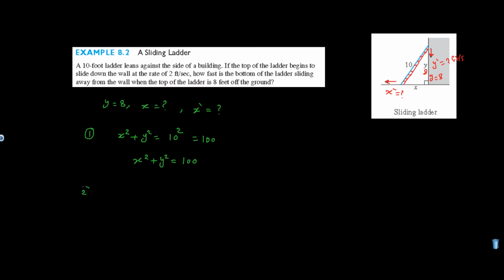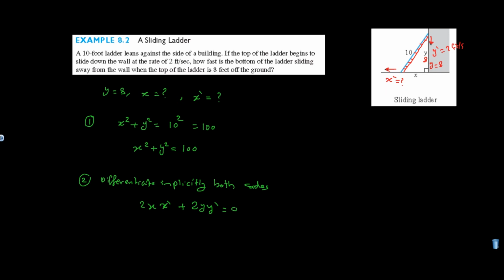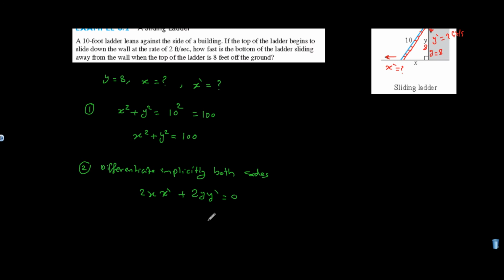The second step here: differentiate implicitly both sides. This gives 2x x prime plus 2y y prime equals 0, because the derivative of 100 equals 0.